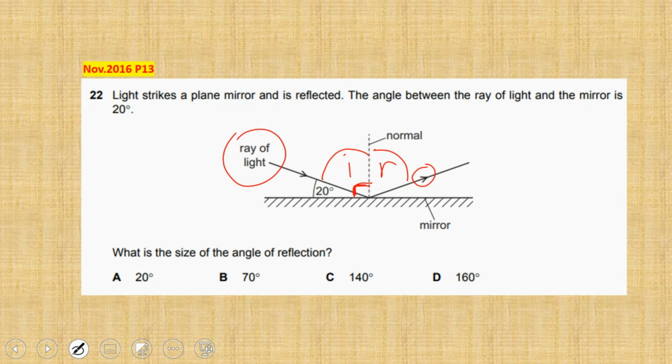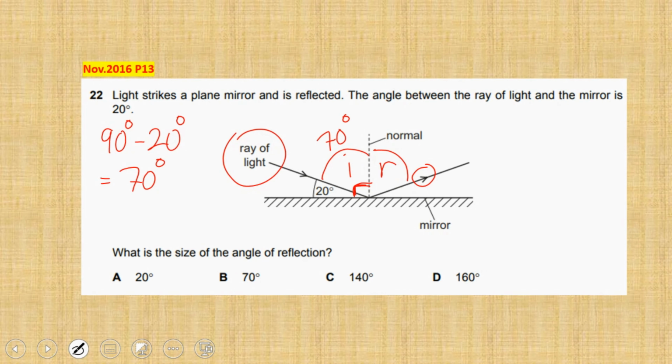And to answer the question, stop the video and think, how can I find out the magnitude of the angle of incidence first? We have to do some mathematical calculation. So 90 degree for the angle between the normal and the reflecting surface minus 20 degree equals 70 degree, which is the angle of incidence. So this is the angle of incidence.